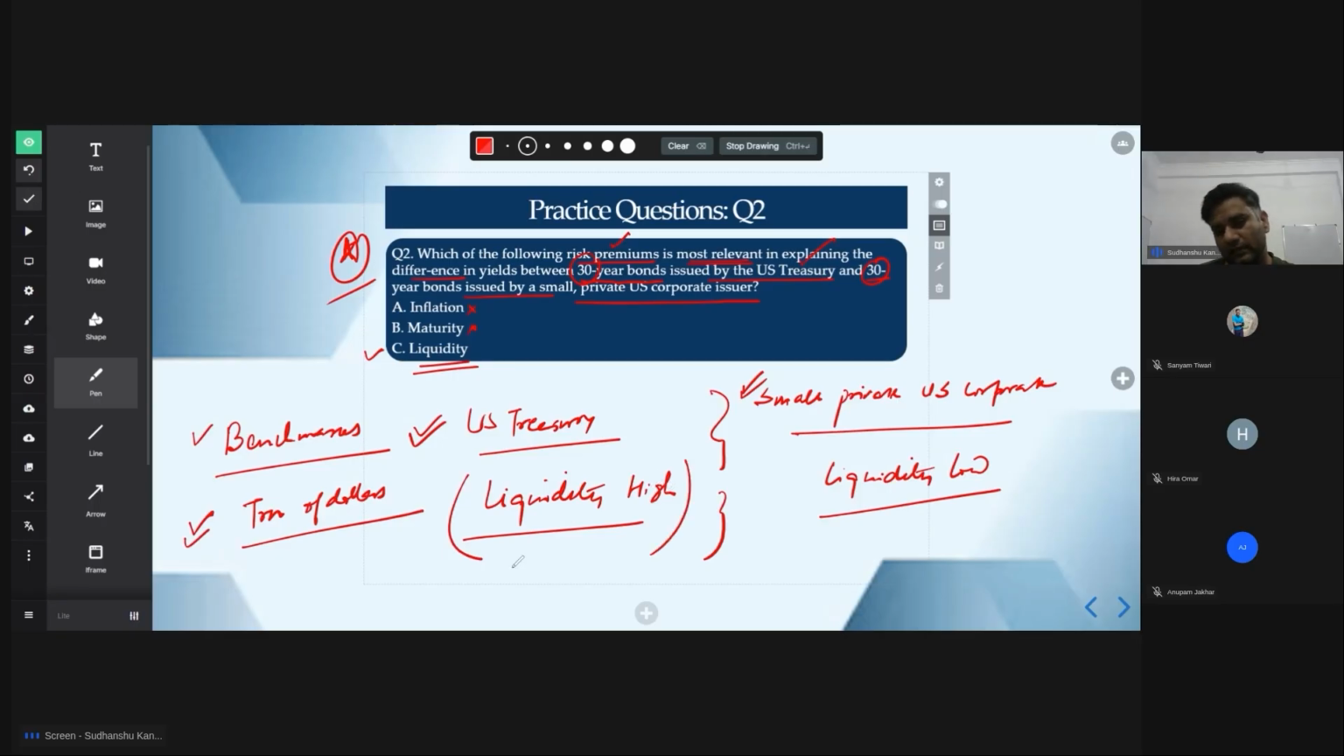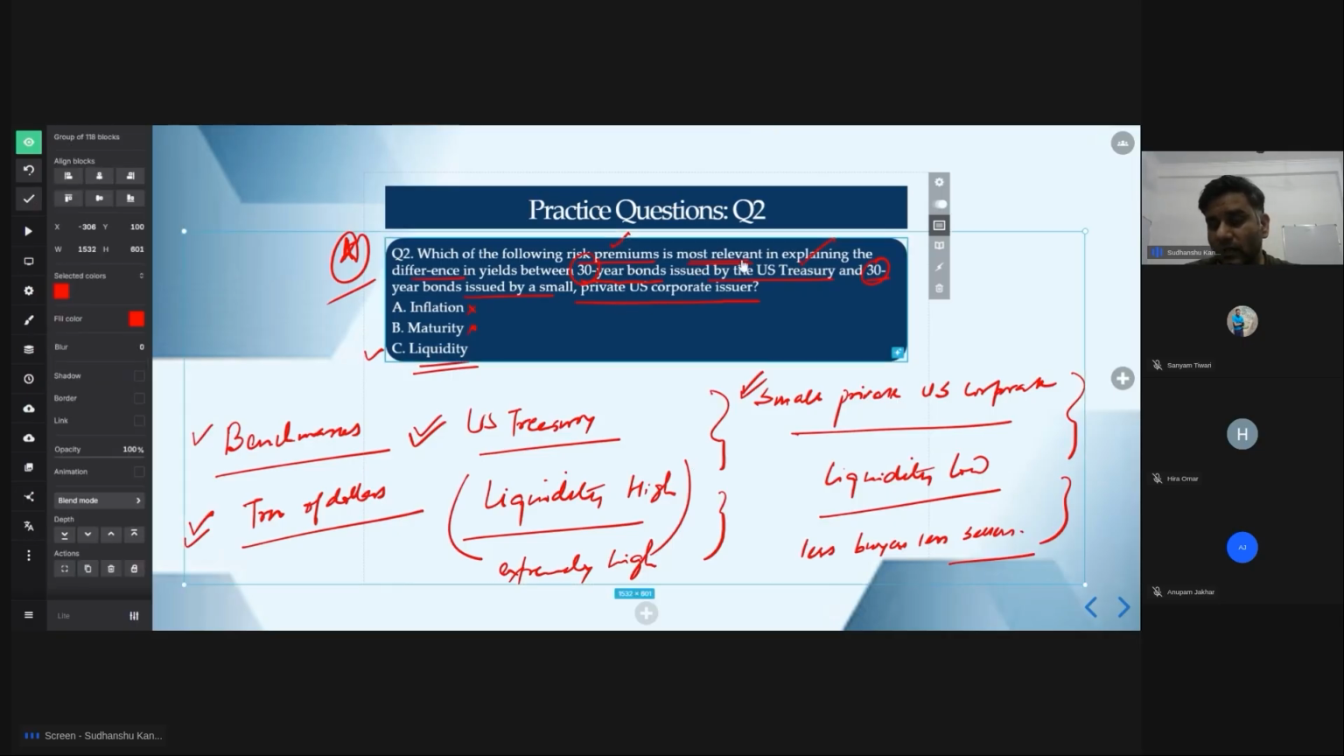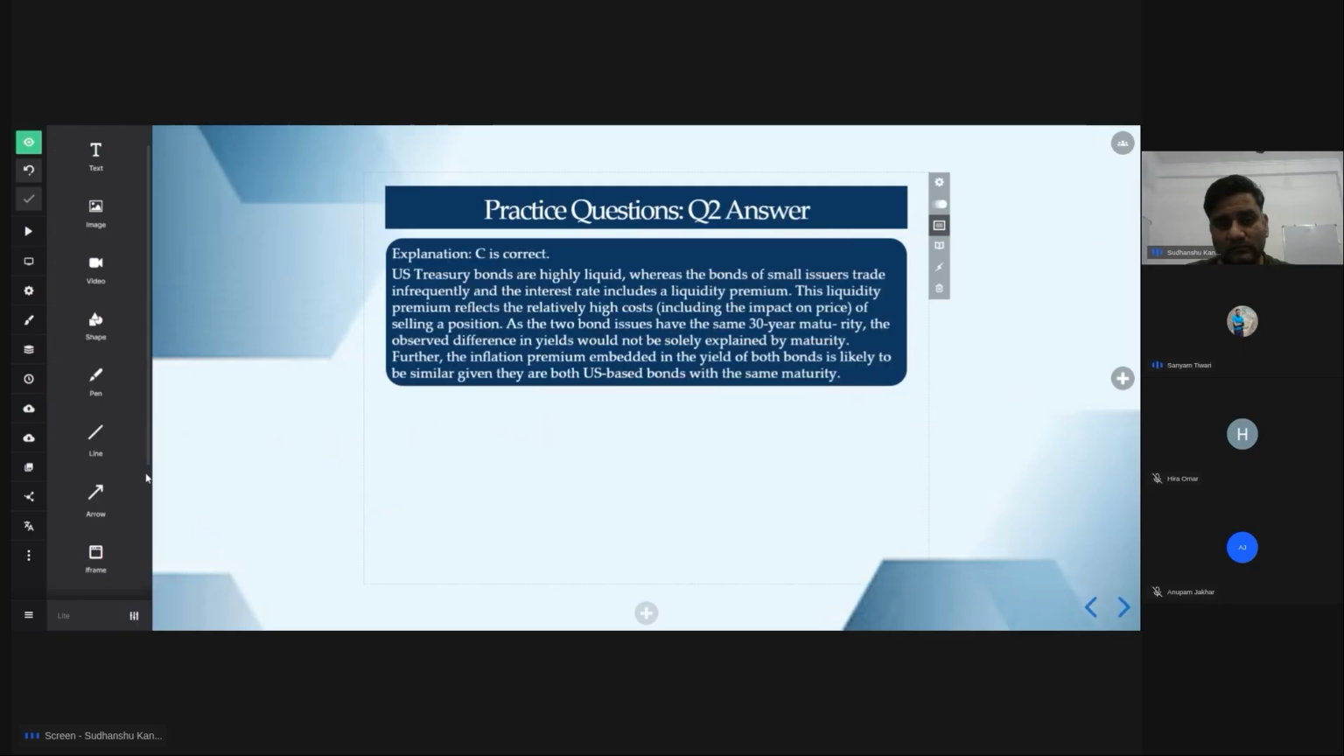So liquidity is extremely high, right? A lot of buyers, a lot of sellers, international buyers, international sellers. But when you go to a corporate bond, there are fewer buyers and sellers, and that's why the price is kind of illiquid, and that's why liquidity is low. Anybody in doubt can ask me, but I hope you guys know what the US Treasury market is. Are you aware of what US Treasury and a corporate issuer are, some idea? Yes or no? Anyone who doesn't have an idea about this? Yes, sir. You have now, right?